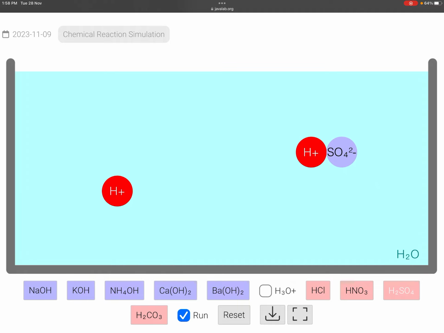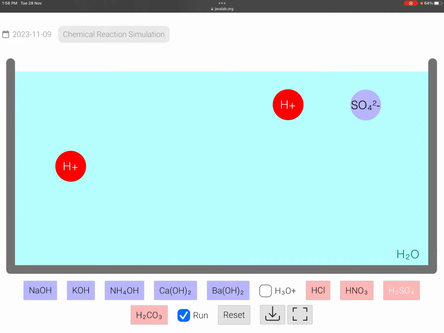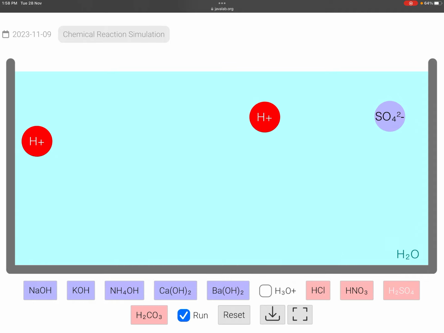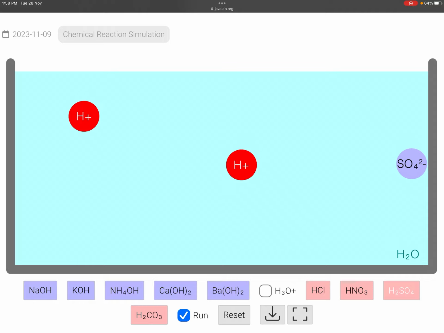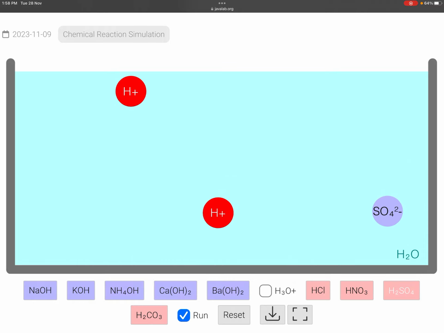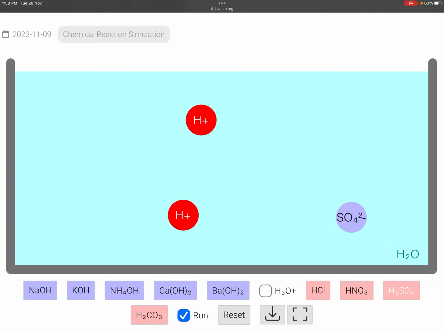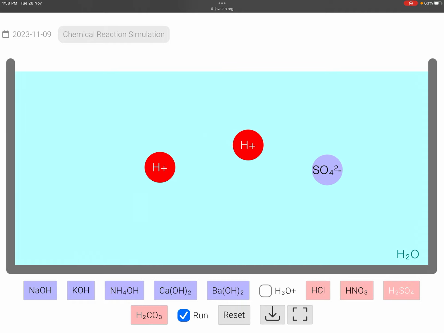طيب ايه الفرق بين HCl وHNO3؟ If you notice HCl produces 1 H positive و HNO3 اللي هو nitric acid produces برضو 1 H، لكن sulfuric acid H2SO4 each molecule produces 2 hydrogen ions. طيب دي أول حاجة من اللي شفناه. يبقى what did you understand about acids generally?